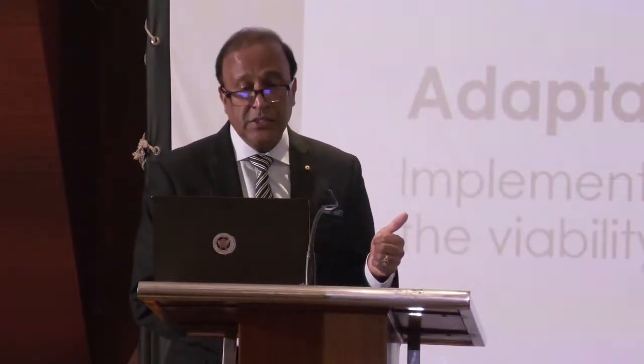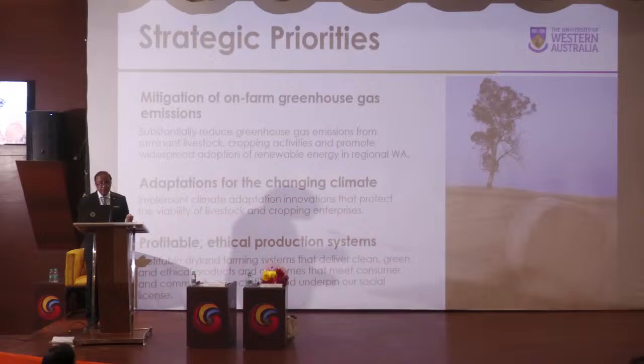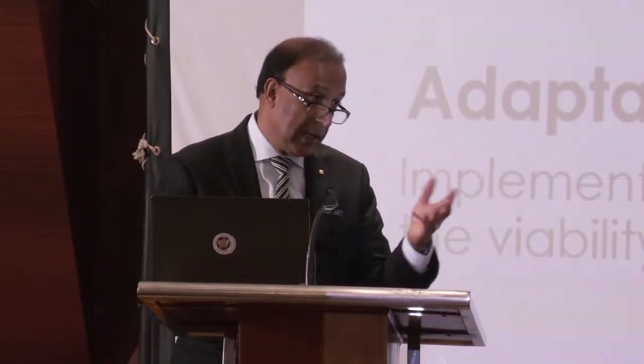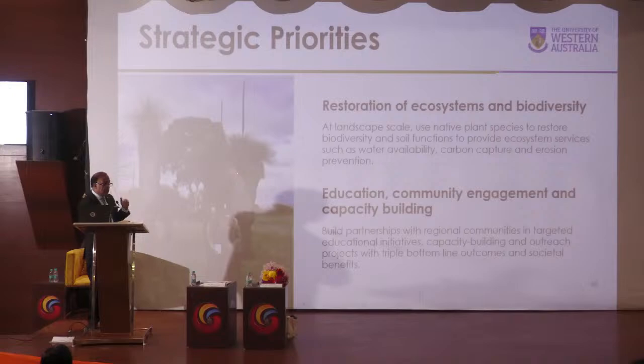So the main strategies are: mitigation of on-farm greenhouse gas emission, adaptation for climate change, and a profitable, ethical production system, because we need to have an ethical animal production system. For example, these are some of the ancient grass trees in Australia, millions of years old, so we're protecting them on the farm. Restoration of ecosystem and biodiversity, and education, community engagement and capacity building are happening on the farm.